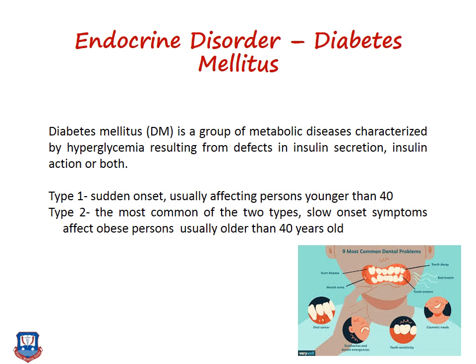Diabetes mellitus can be of two types, type 1 and type 2. Type 1 is in children, that is, younger than 40 years of age, while type 2 is in older age. Type 1 is sudden in onset, usually affecting persons younger than 40 years, while type 2 is the most common of the two types, slow in onset. The symptoms affect obese persons usually older than 40 years.